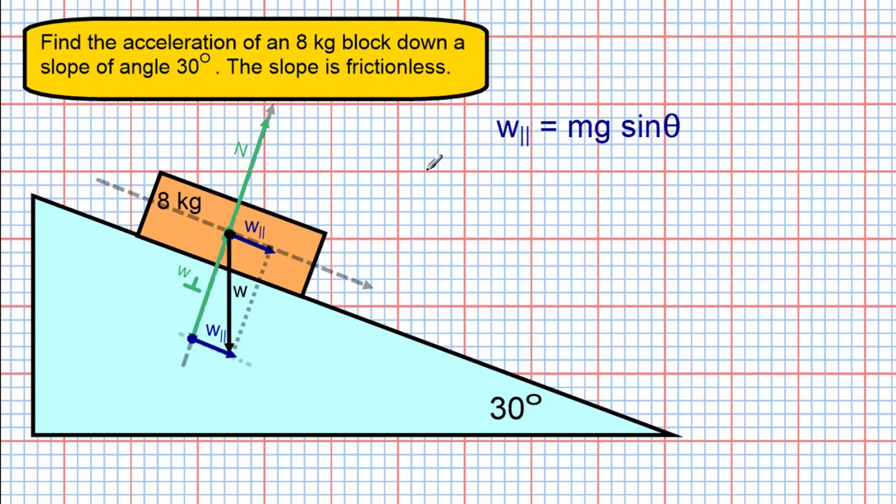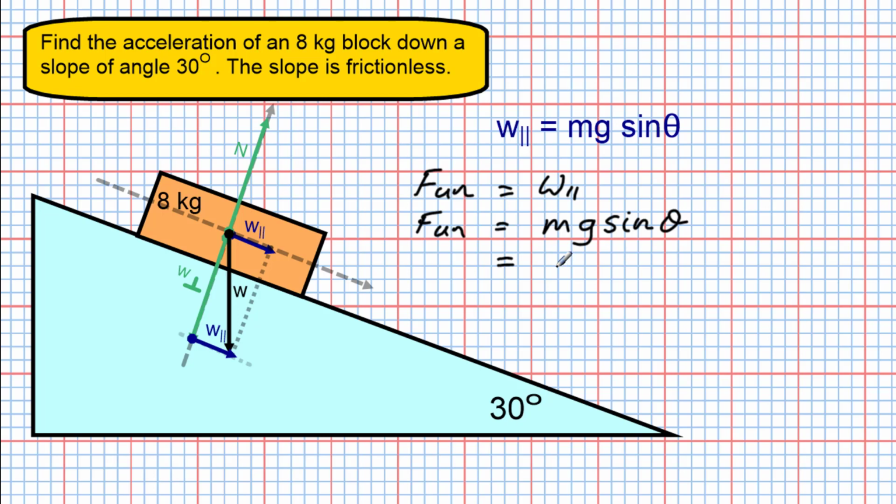Now the unbalanced force in this case is going to be equal to, well, we just take all the forces acting down the slope, which is equal to the parallel component of the weight. Well, take away nothing because there's no other force acting in the opposite direction. So the unbalanced force has got to be equal to mg sine theta, the force acting down the slope.